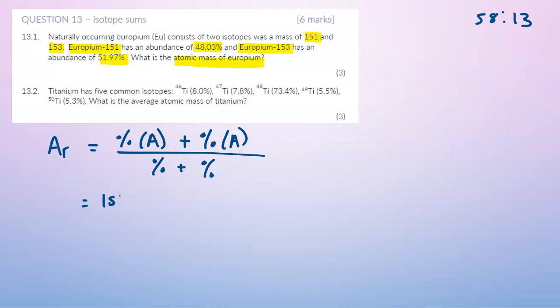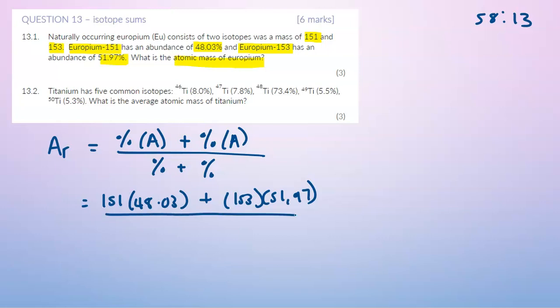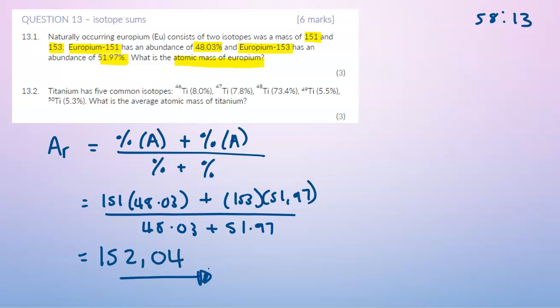So it is 151 times 48.03 plus 153 times 51.97. And then I add my percentages, so 48.03 plus 51.97. And I put this into my calculator exactly like it is there. And then I get an answer of 152.04 if I round to 2 decimals.